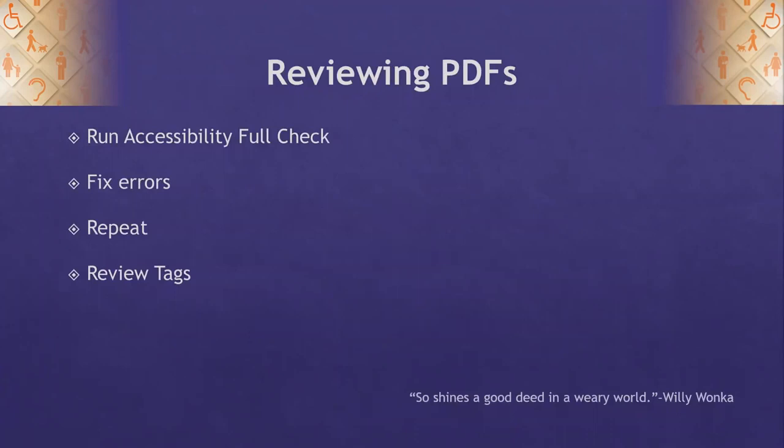So the next step, reviewing PDFs. This is a process. It's kind of like shampooing: rinse, lather, repeat. Run accessibility full check. Fix the errors. Check it again, make sure you got rid of the errors. After you do all that, you still need to do manual tests, manual checking, and that's mostly going to be done in the review tags as you review the tags that are in the document.